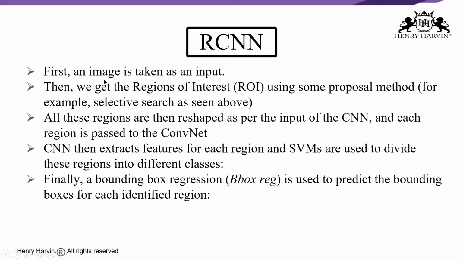So here the summary is that the image is taken, then the region of interest is identified using some proposal method. Which method were we discussing? The selective search method. Then we reshape it according to the input of the CNN. Now this CNN is used for feature extraction, and using the support vector machine we divide it into different classes. And finally, we do the bounding box regression. This looks super cool, right?